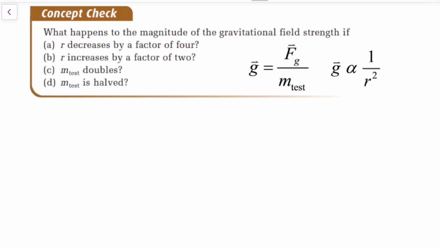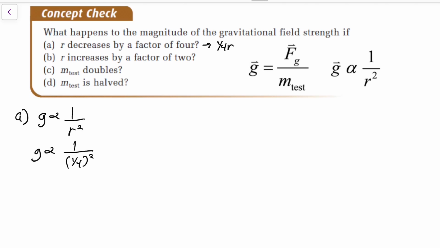Okay, well, let's see. For A, the gravitational field strength varies inversely as the distance between the two objects. R decreases by a factor of 4. So what that means is it's 1/4 the distance. All right. So what you do, to figure out the effect on the gravitational field strength, is you put in a factor of 1/4 for the distance.